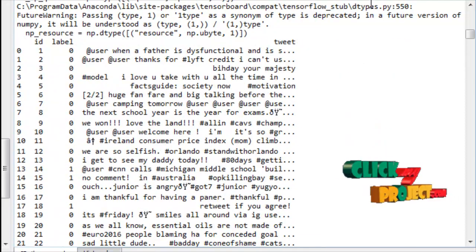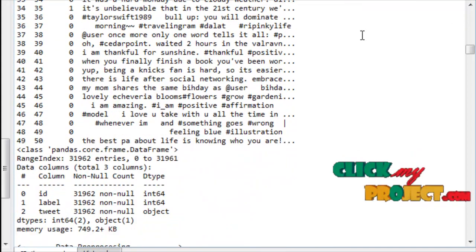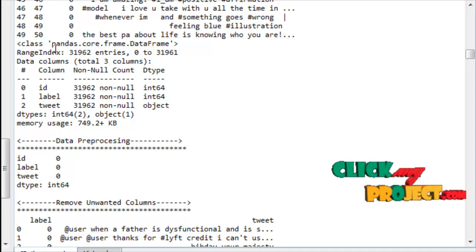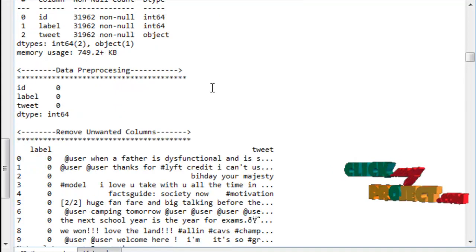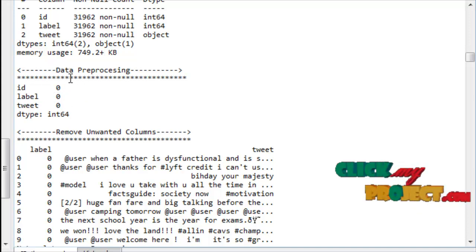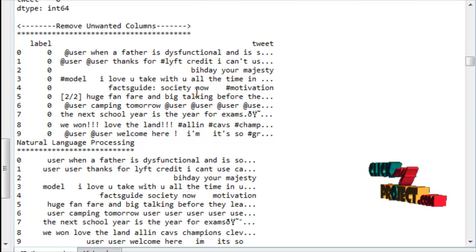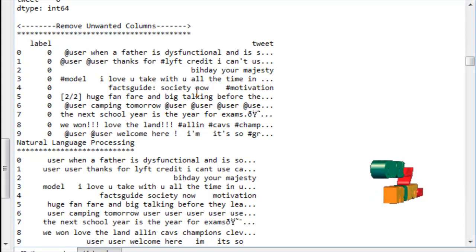Okay, this is our Twitter data set. Next, data set information: index values, columns, non-null count, data type. Next, data pre-processing. Data pre-processing is checking null values. No null values are there, go to the next process. Remove unwanted columns. If any unwanted columns are there, just remove them.